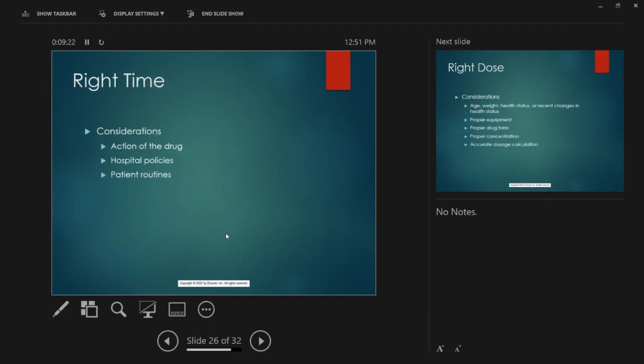The drug order should say when and how often the drug is to be given. If you have any questions, make sure to notify the RN or healthcare provider. It is always better to ask the question than risk a mistake.